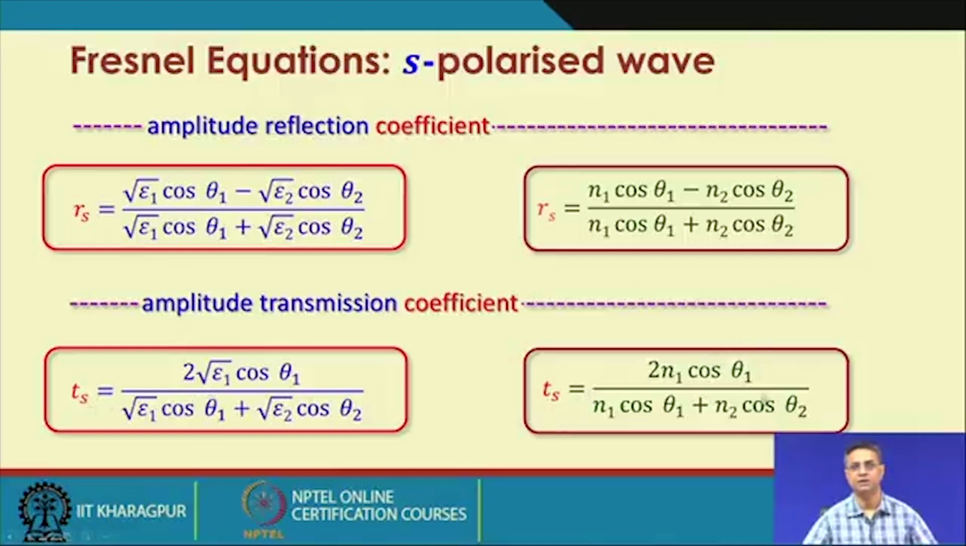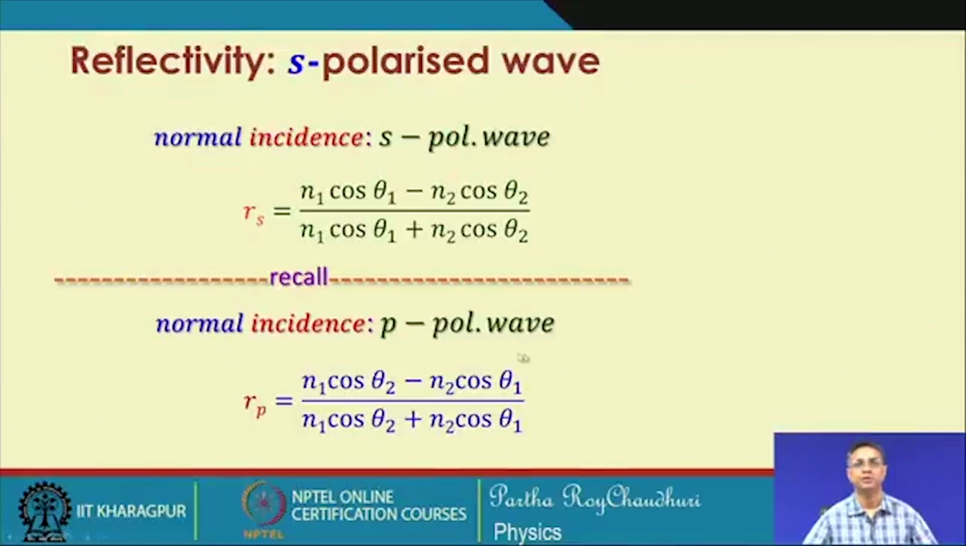So, T s will be equal to this. So, we have these two equations: one for the reflection amplitude coefficient, and this one for the transmission amplitude coefficient. We will use these two equations to look at the other possibilities.